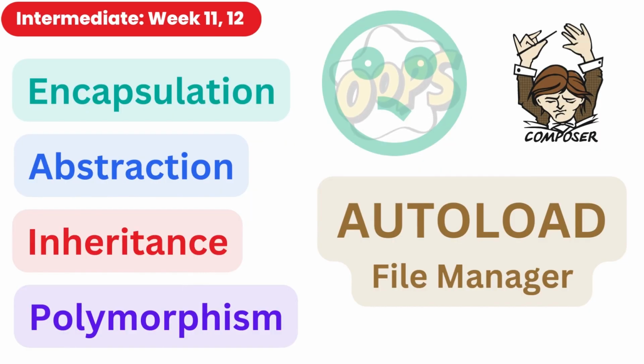Dedicate weeks 11 and 12 to object-oriented programming and Composer. Here is the to-do list for OOP in PHP. First, you have to understand the core concepts of OOP. There are 4 concepts known as the 4 pillars of OOP, and these are encapsulation, abstraction, inheritance, and polymorphism. Please put in ample time and don't leave until you clear these concepts.